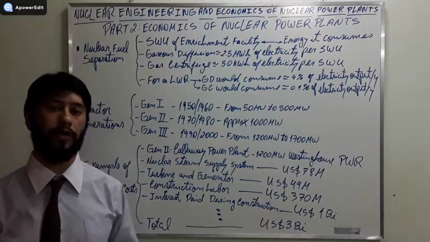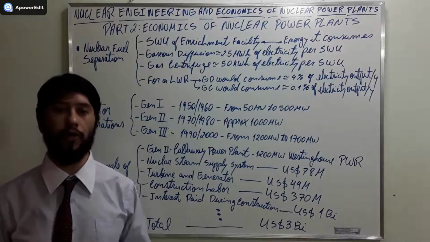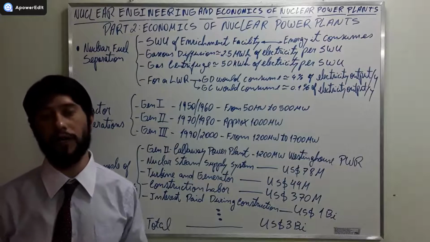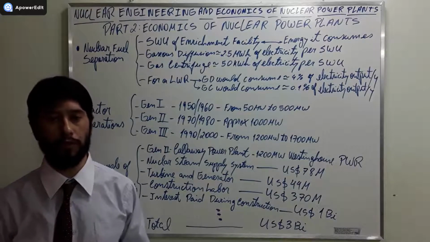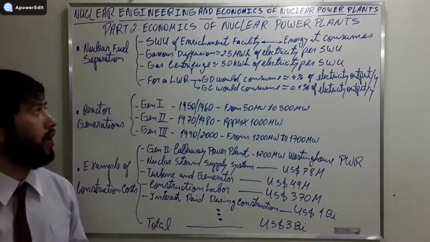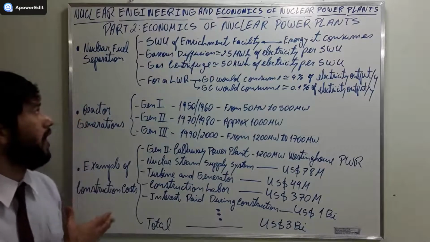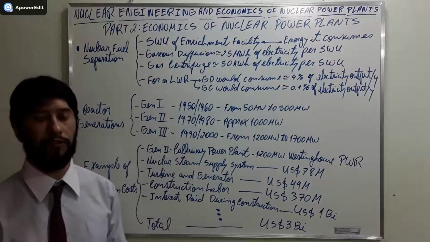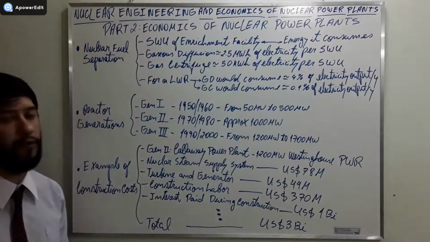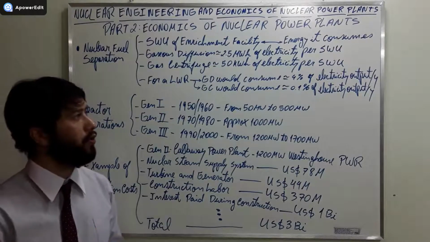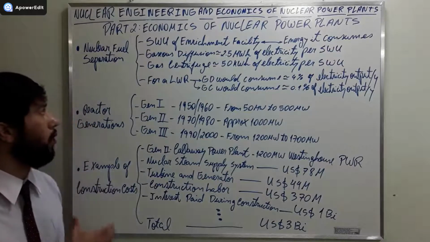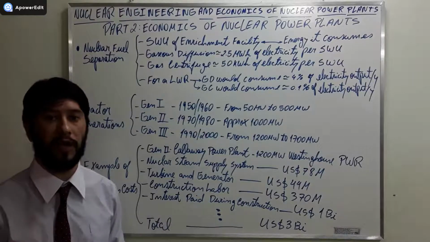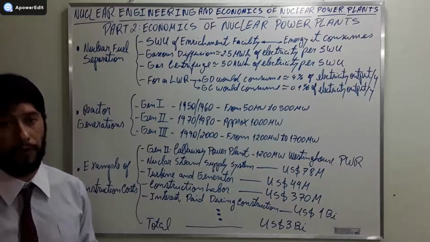Nuclear fuel separation. The separative work unit provided by an enrichment facility is related to the amount of energy that the enrichment facility consumes. These are the principal methods for enriching uranium: gaseous diffusion and gas centrifuge. A gaseous diffusion enrichment facility consumes approximately 2.5 megawatts hour of electricity per SWU, while a gas centrifuge enrichment facility consumes approximately 50 kilowatts hour of electricity per SWU.